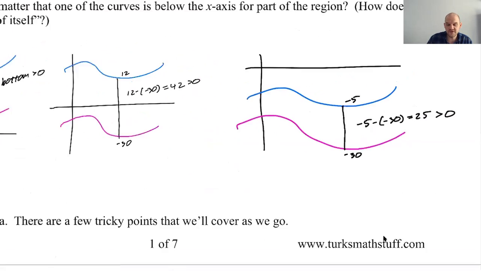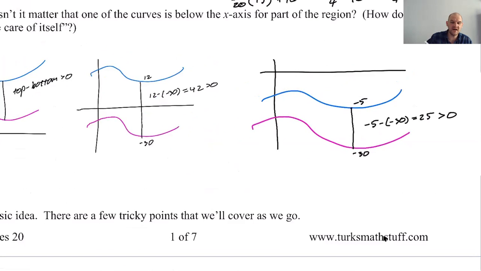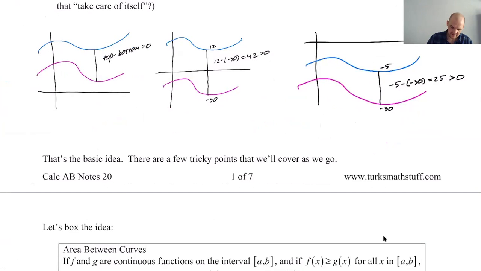No matter what you do, if you do top curve, take away bottom curve, the height of your rectangle is always going to be positive. You don't need to worry about where the curves reside. You just go for it. Top, take away bottom, killer.